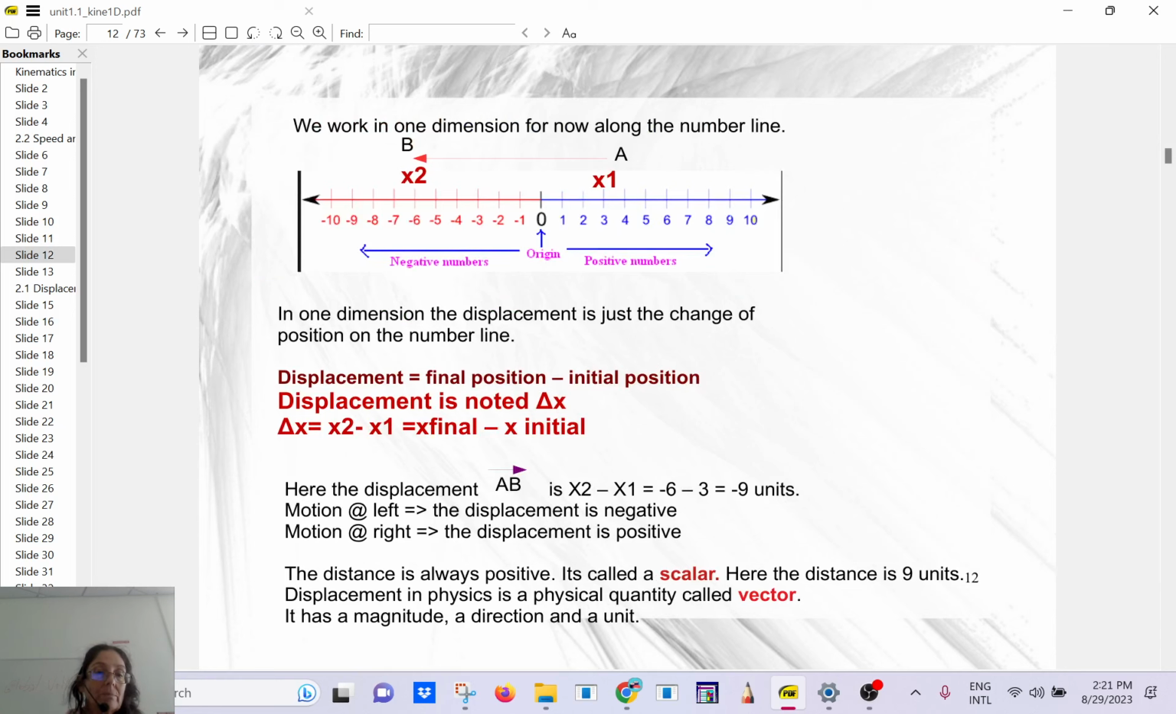In one dimension, it's not a big deal. All you have to do: displacement is final position on the number line minus initial position. For example, you start at A, you end up at B. Final position is minus 6, initial position is 3. So minus 6 minus 3 is minus 9. Your displacement is negative 9. It's a vector. How much? 9 of what? Units. Which way? Left. But the distance is just 9.